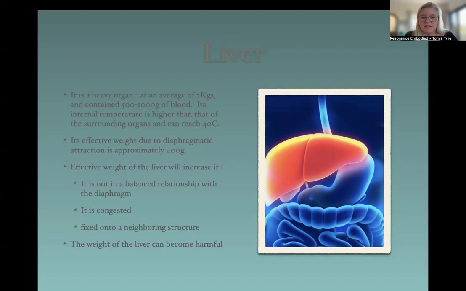So really, nature has designed some ways to make it feel a lot less heavy. And what we call that is its effective weight. So its effective weight should really only be 400 grams, not 2 kilograms. And so what we'll see is when the liver is more and more stressed in different ways, we're going to see that effective weight of the liver increase. So we want to keep it at 400 grams. We don't want it to start feeling like it's 1 kilogram or 2 kilograms or anything like that. We want it to feel like it's nice and light.